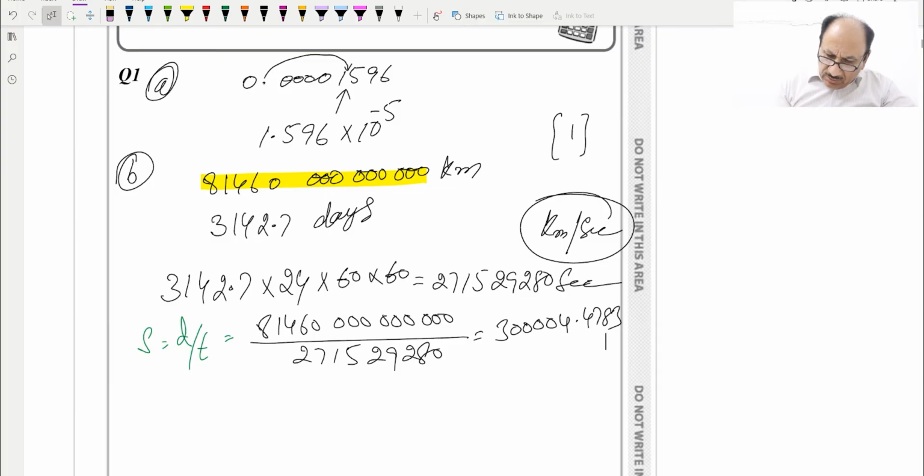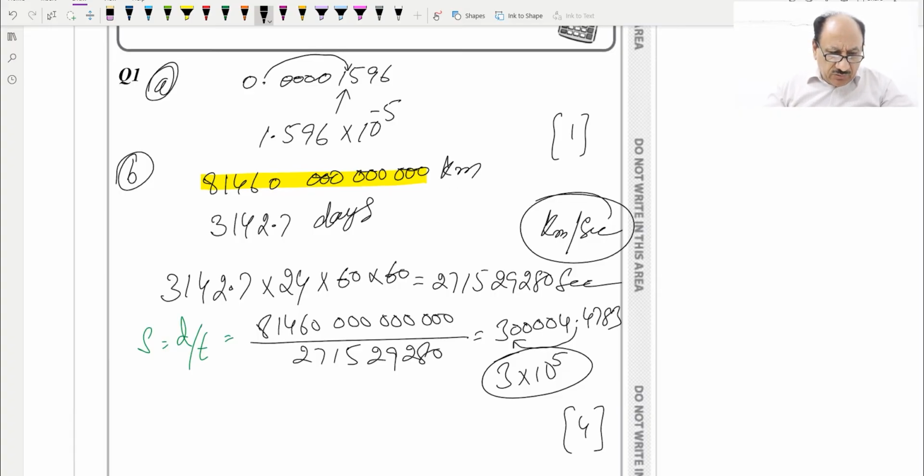So we can write 3.0, or we can write 3 into 10 raised to the power 1, 2, 3, 4, 5. So we are shifting this decimal after 3, so it will be 10 raised to 5. This will be our final answer. This one is a 4 marks part which we have done. So the total question was 5 marks which we have done.